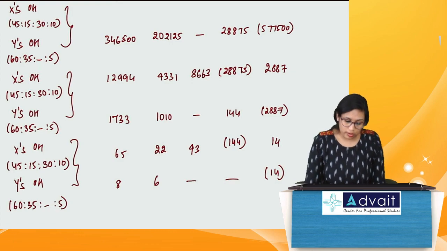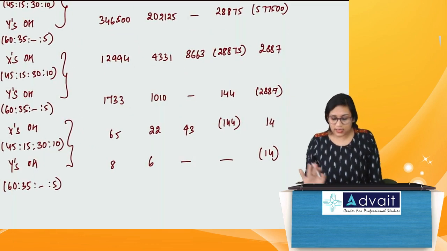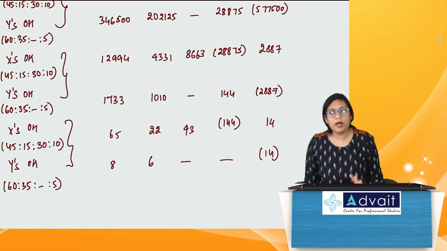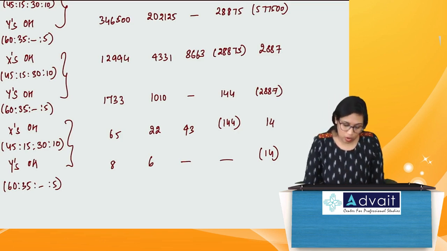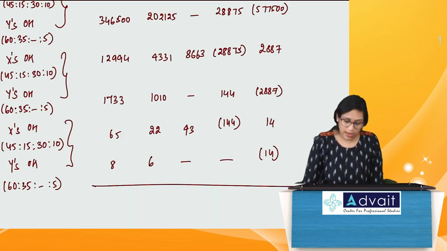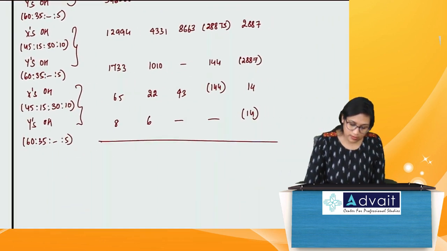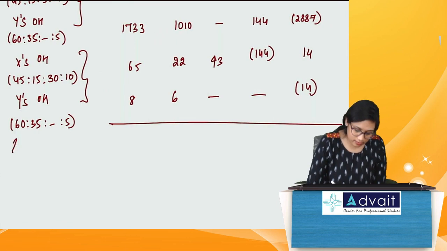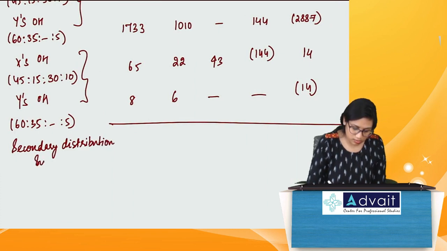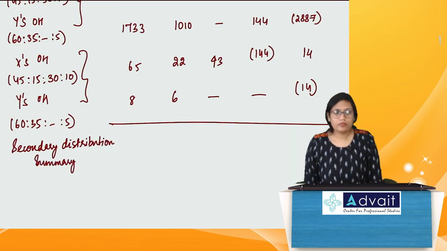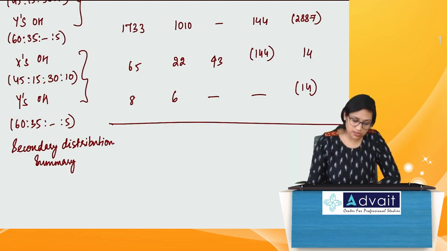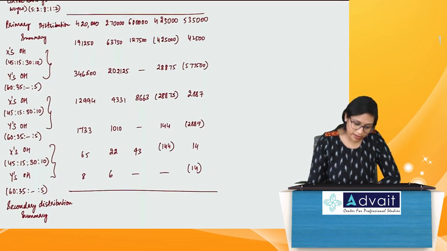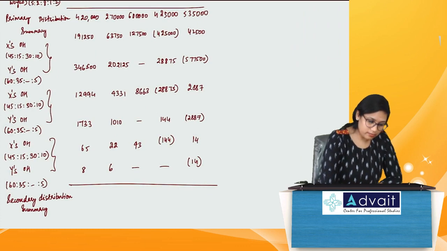Okay, so now all balances have become 0. X has also become 0. Y has also become 0. So now add this up. This is my secondary distribution summary. Guys, add up all the figures and tell me how much you are getting.